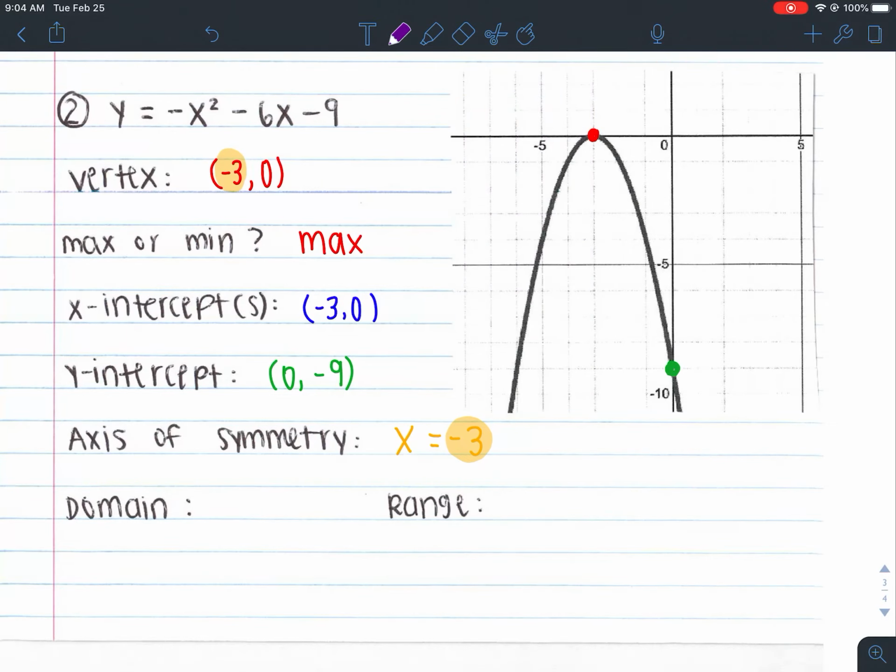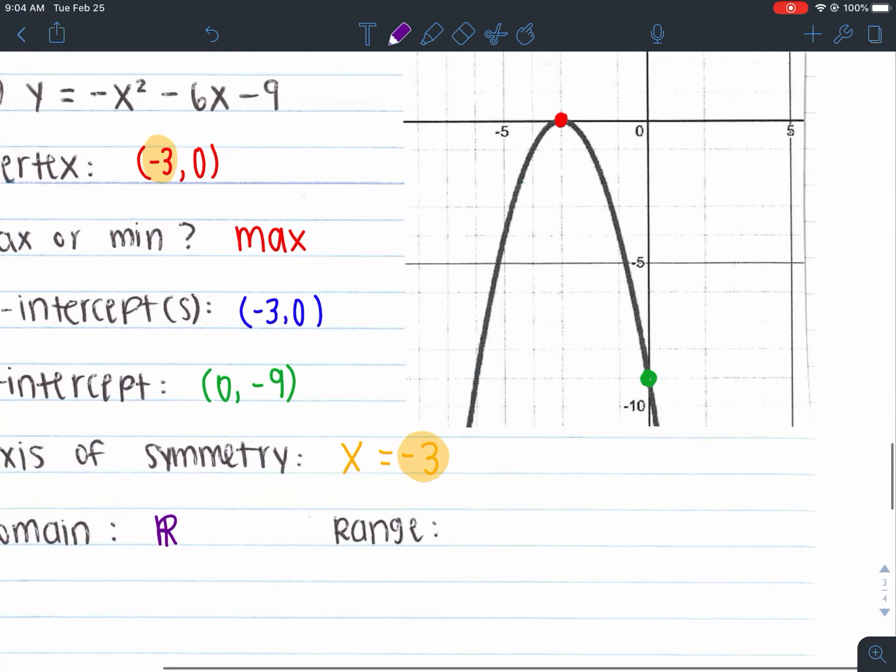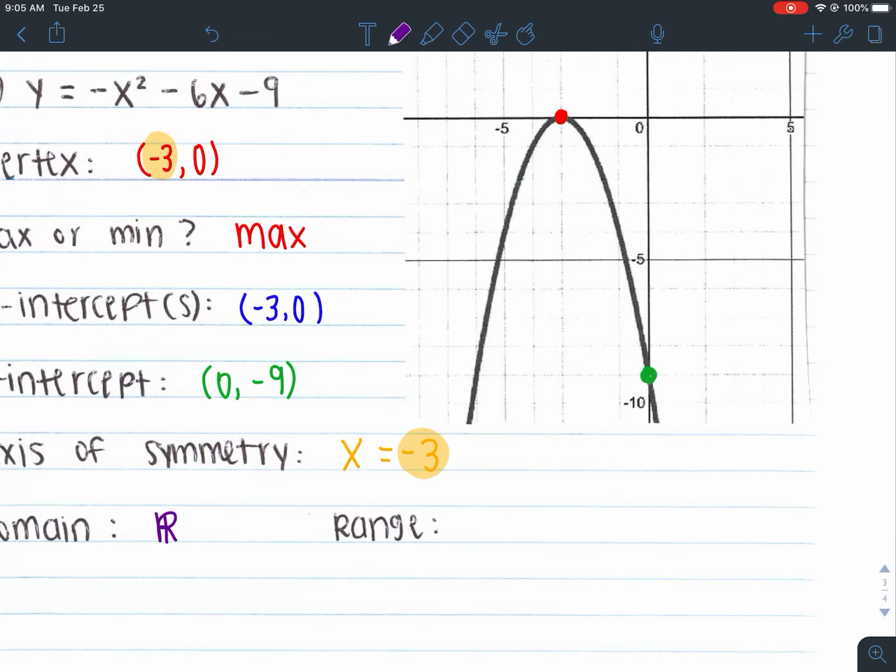Now our domain here. Well, this parabola is going to go forever to the left and forever to the right. So your domain here is going to be all real numbers. Remember, domain is x values. And here's the trick. With quadratics, if you're just graphing them and there isn't a real word problem or any restriction, then it's always going to be all real numbers. So when we're dealing with this homework and this assignment, your domain is going to be all real numbers for every problem, okay?